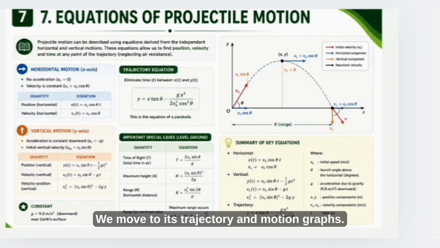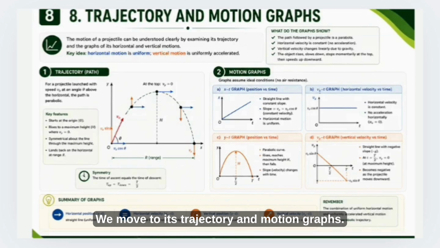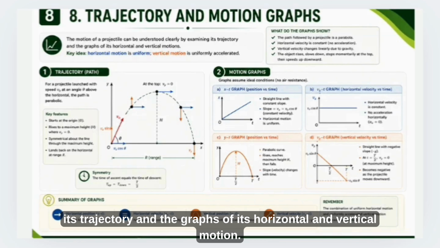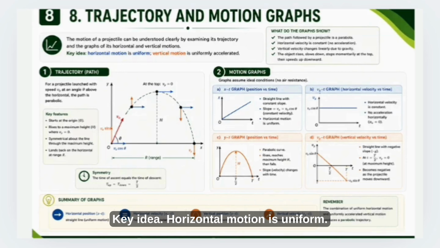We move to trajectory and motion graphs. The motion of a projectile can be understood clearly by explaining its trajectory and the graphs of its horizontal and vertical motions. Key idea: horizontal motion is uniform, vertical motion is uniformly accelerated. Very important.